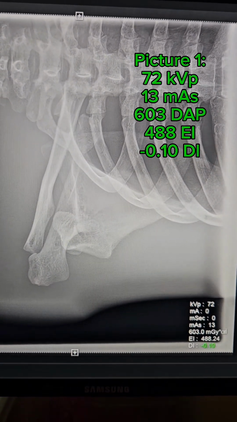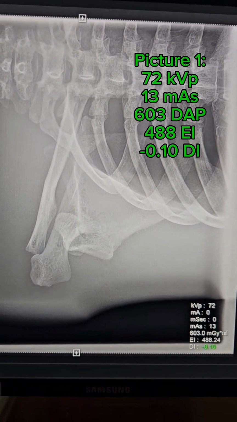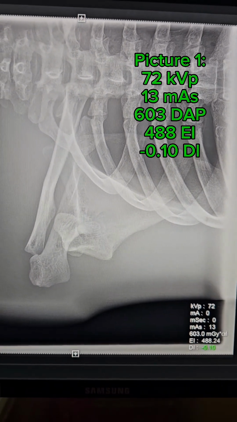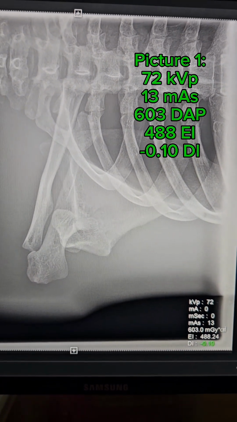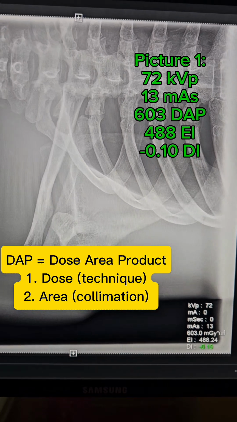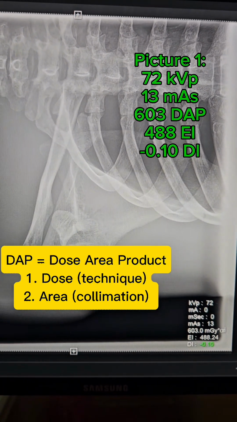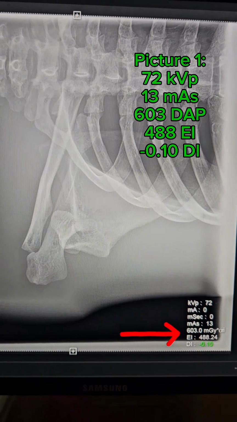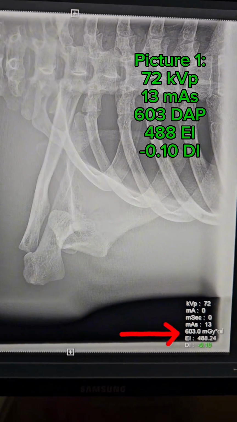I let it slide. Now, the big thing that I want you to note is that DAP, or dose area product, is 603 milligray centimeter squared. DAP is made up of two things, the dose, or technique, and the area of collimation. I want you to pay attention to what happens to the DAP when we open and close our collimation.